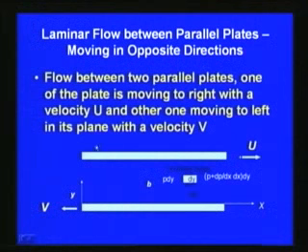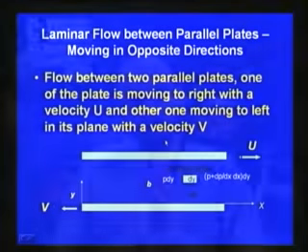So, again the difference is the boundary conditions. Now, the laminar flow between parallel plates moving in opposite direction. So, flow between two parallel plates, one of the plates is moving to the right, as demonstrated in the figure. The upper plate is moving with the velocity u, and the lower plate is moving to the left hand side with the velocity v. So, we want to find expressions for velocity, shear stress, and other parameters.